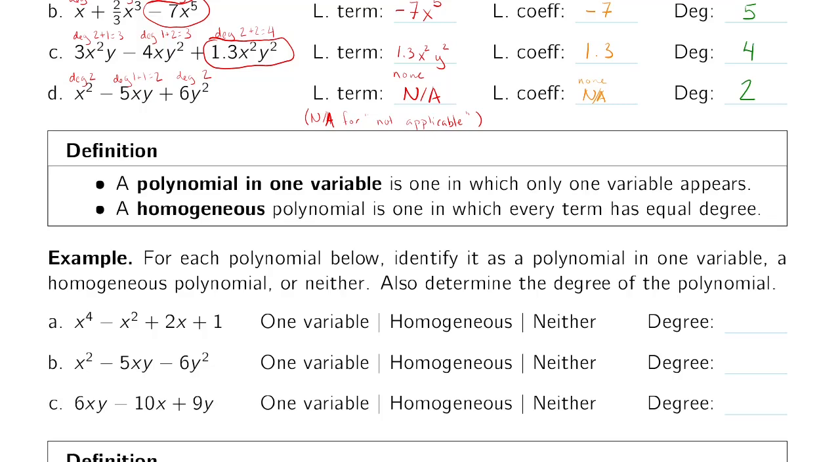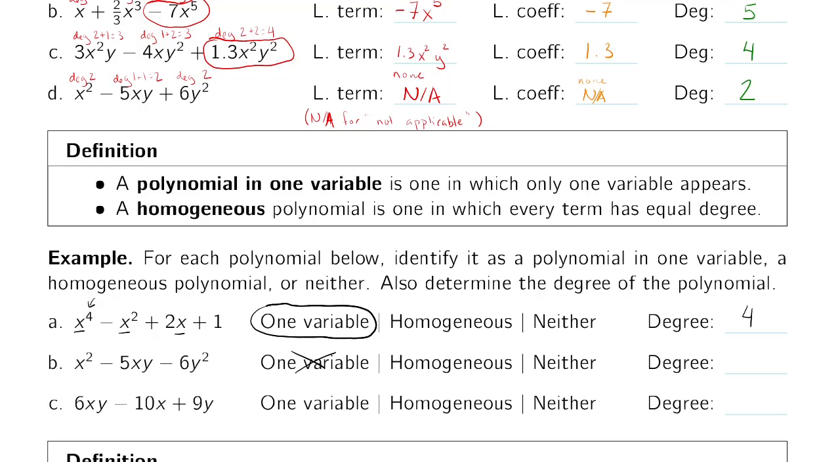So this first polynomial, we see that the only variable is x. This is a polynomial in one variable. To find the degree, we just need to find the largest power of x. So the degree of this polynomial is 4. This next polynomial we see contains more than one variable. So that is not a polynomial in one variable.